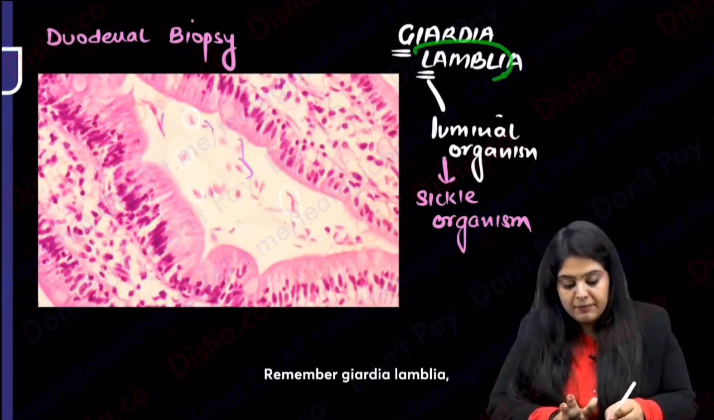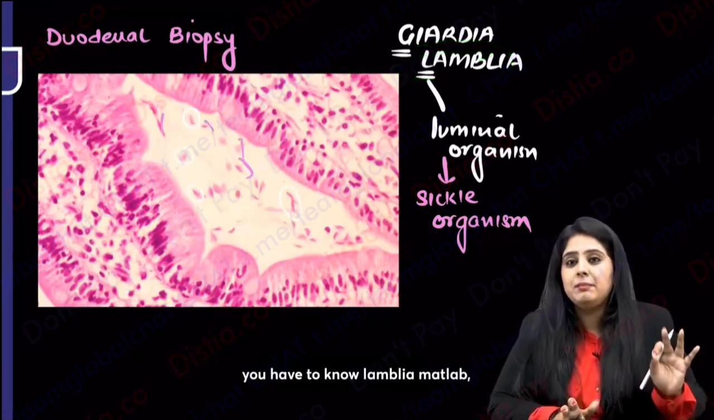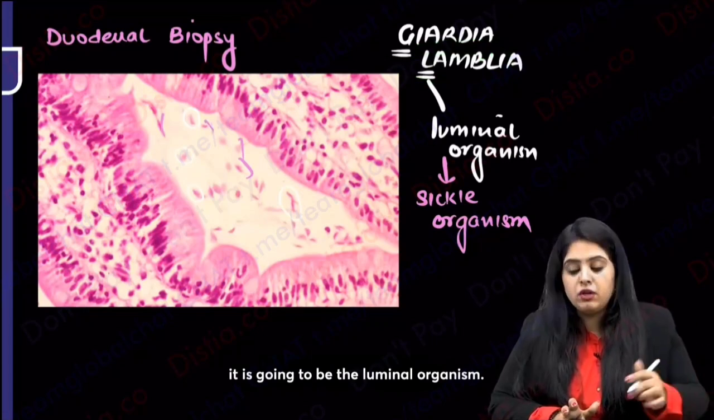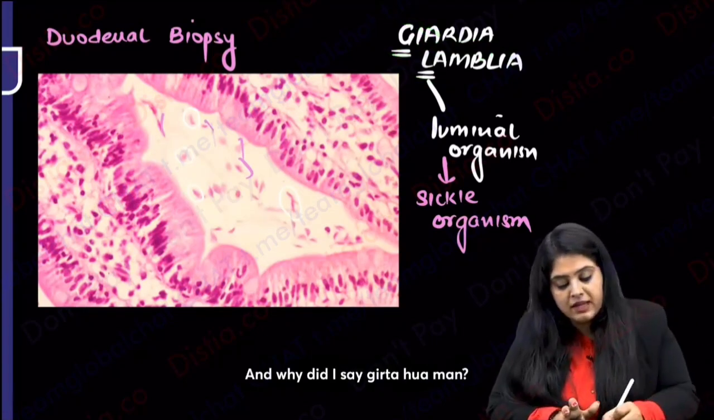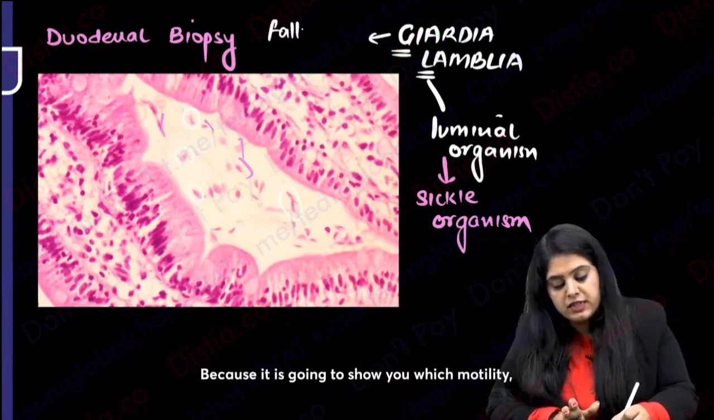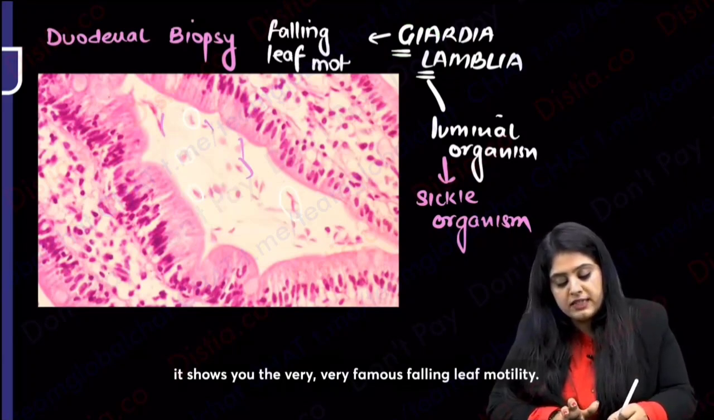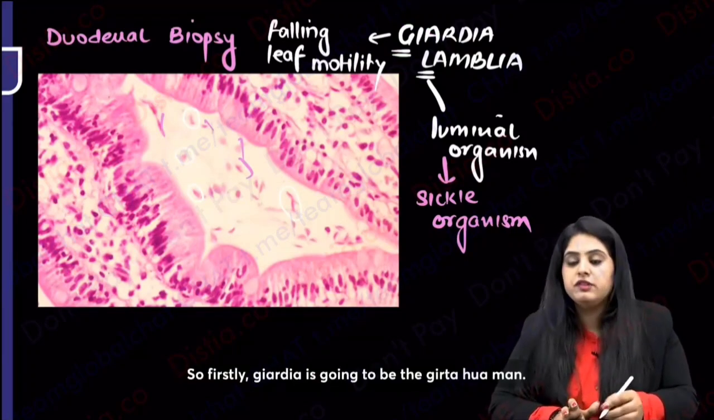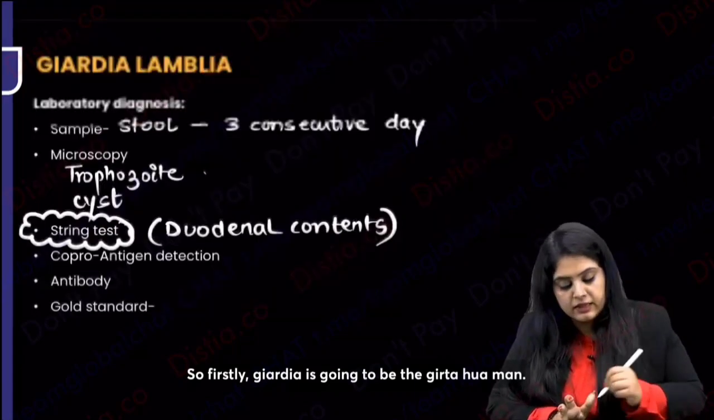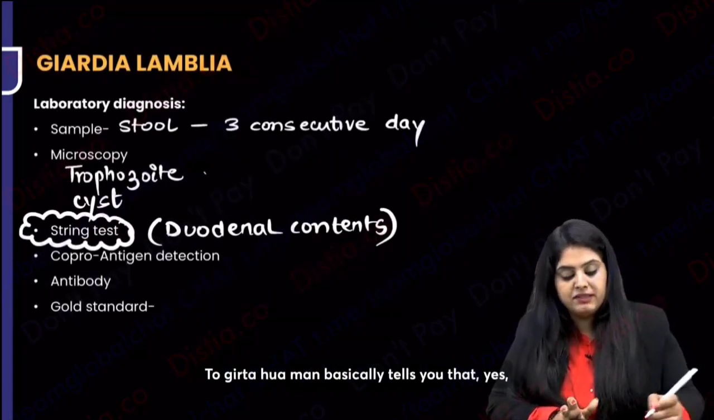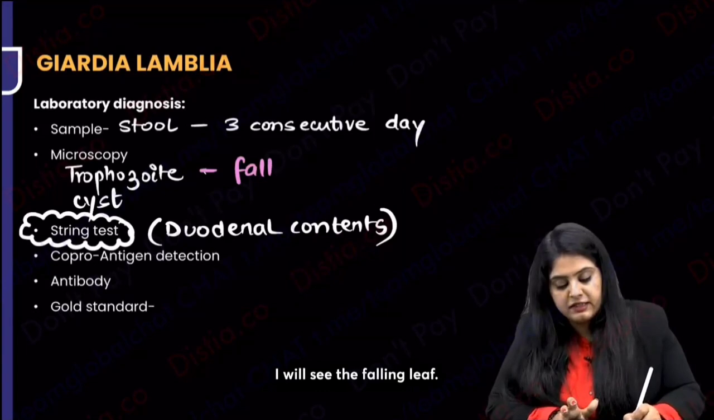Remember, Giardia lamblia, you have to know lamblia, matlab it is going to be the luminal organism. And why did I say girta hua man? Because it is going to show you which motility. It shows you the very, very famous falling leaf motility. Very important for us to know. So firstly, Giardia is going to be the girta hua man. So girta hua man basically tells you that yes, I will see the falling leaf.